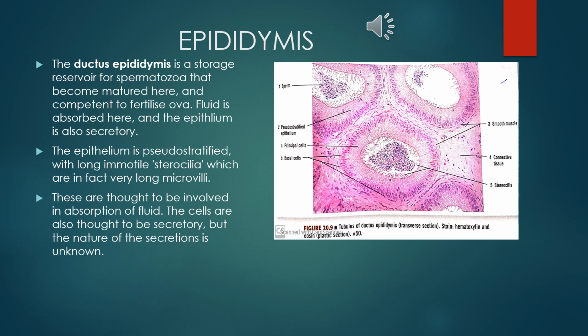The lining epithelium that is seen in the epididymis is pseudostratified epithelium. It consists of stereocilia, that is immotile cilia, which are in fact very long microvilli. So the lining epithelium of the epididymis is pseudostratified epithelium with stereocilia. And these are thought to be involved in the absorption of fluid. The cells are also thought to be secretory, but the nature of the secretion is unknown.